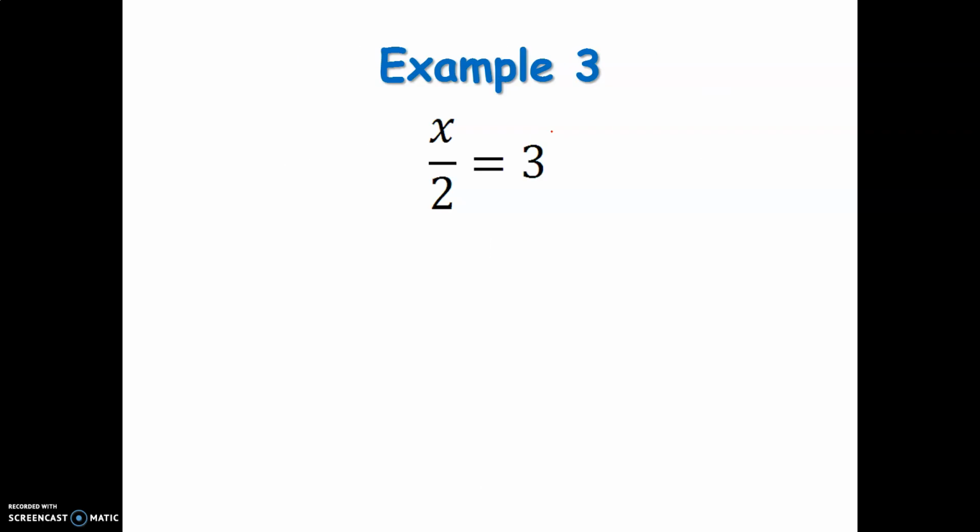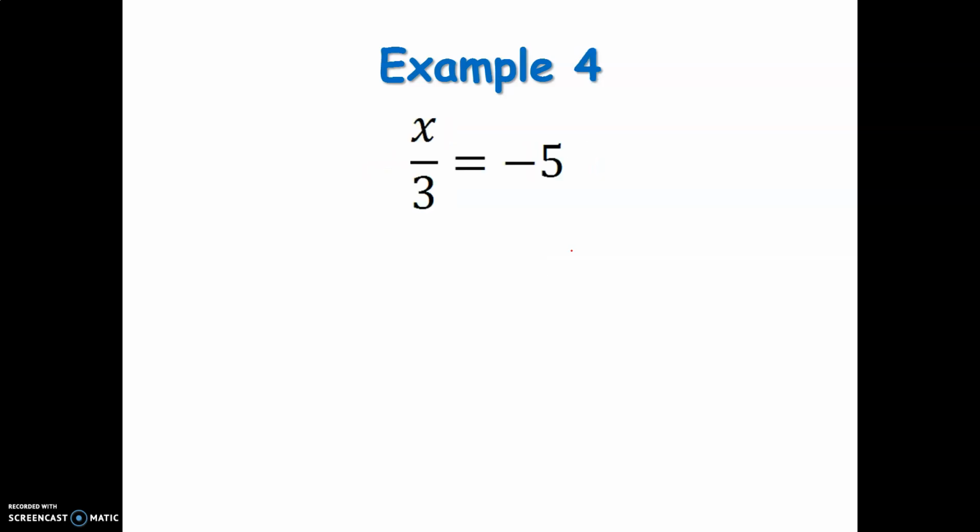All right, example 3. This reads, x divided by 2 is equal to 3. On the same side of the equation with the x is this divide by 2. So we must remove divide by 2. The opposite of dividing by 2 is to multiply both sides of the equation by 2. So we put times 2 on the left and the right. On the left-hand side, we have 2 and we have divided by 2. 2 divided by 2 is 1, so it cancels. On the right-hand side, we have 3 times 2, which is 6. So x is 6.